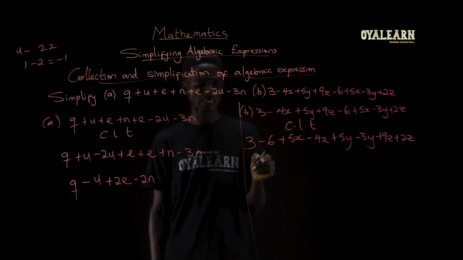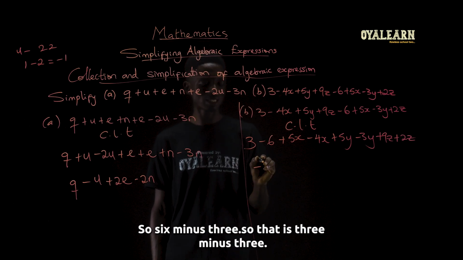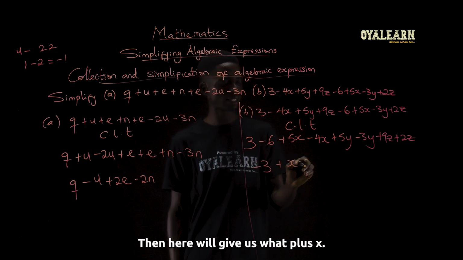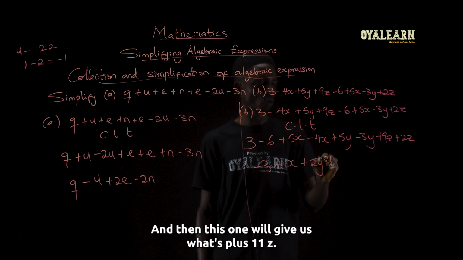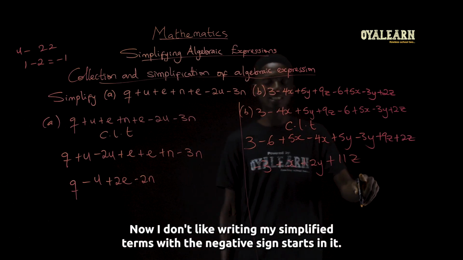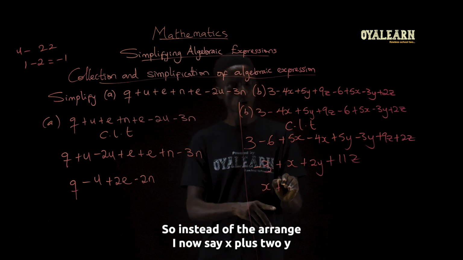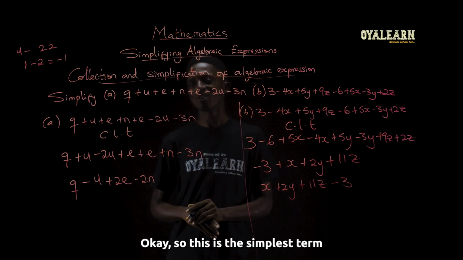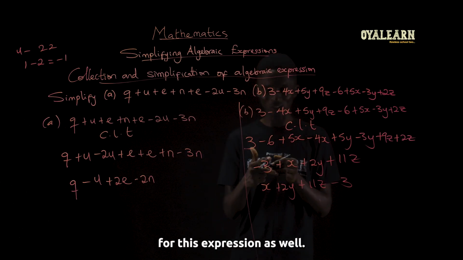3 minus 6. Of course, the negative one is larger, so our answer there will be minus. So 6 minus 3, that's 3. So minus 3. Then here will give us what? Plus x. This will give us plus 2y. And then this one will give us what? Plus 11z. Now, I don't like writing my simplified terms with a negative sign starting it. So instead, I'll rearrange and I'll say x plus 2y plus 11z then minus 3. Okay? So this is the simplest term for this expression as well.